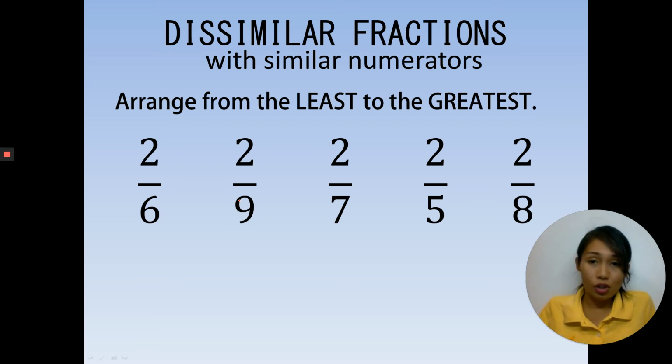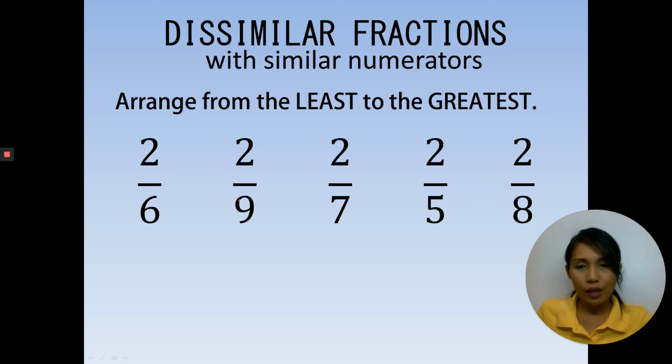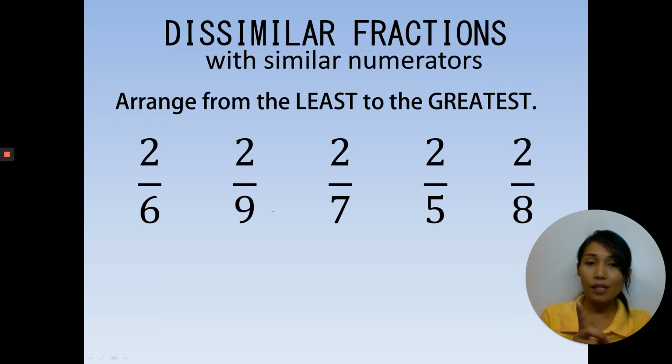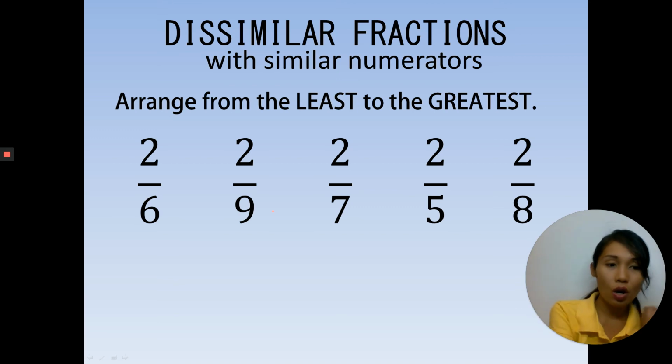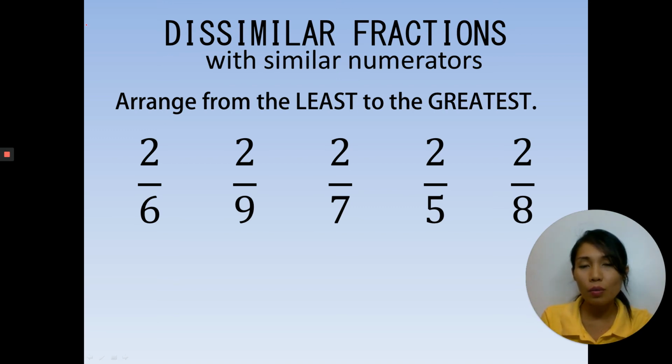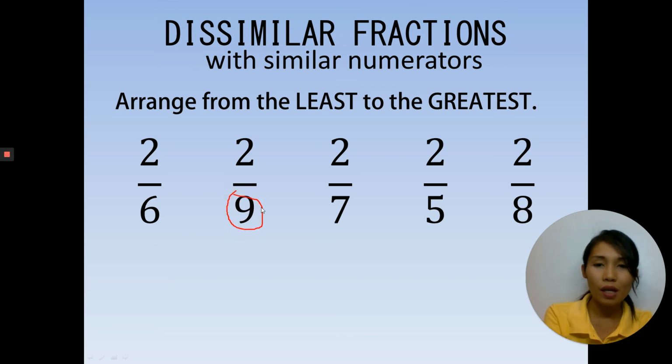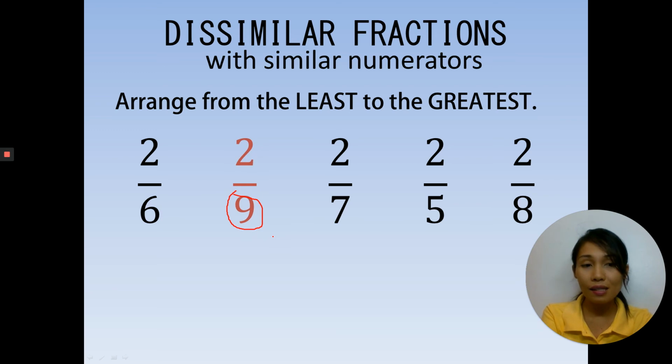Let's try to arrange from the least to the greatest. Okay, which one do you think is the least fraction here? As I've said, it's the opposite of the similar fractions where the denominators are all the same. So here, if the numerators are all the same, look at the greatest denominator. Which one? It's 9, right? So that means 2/9 is the least fraction. Okay. What is next to 9?